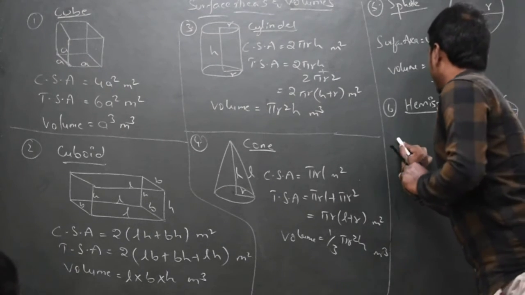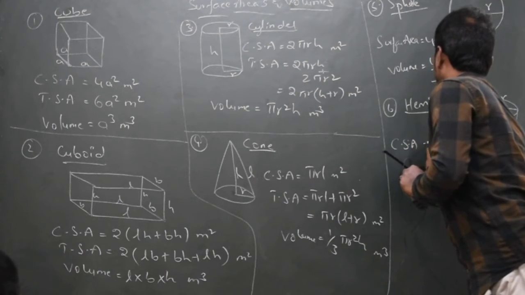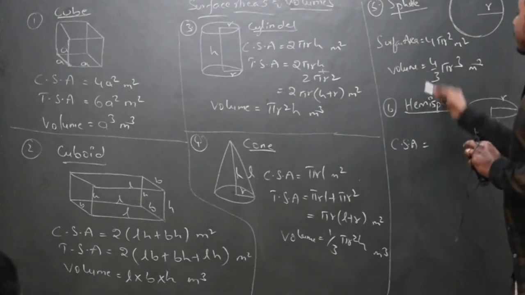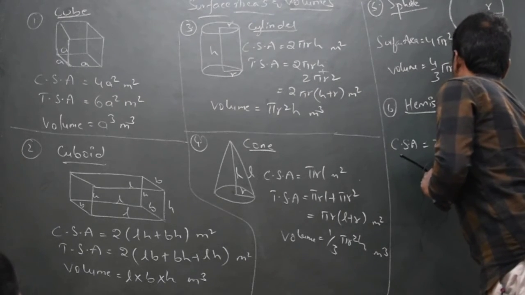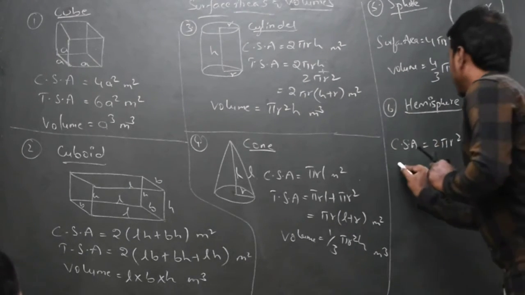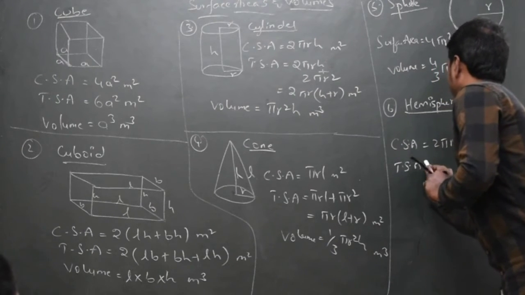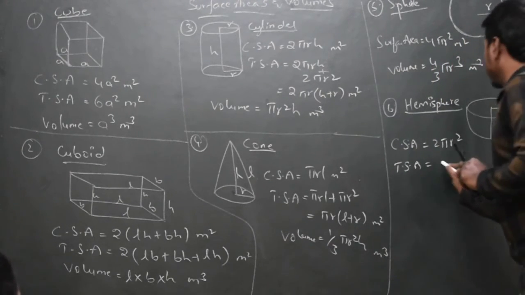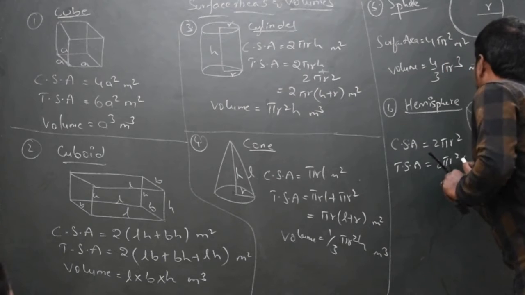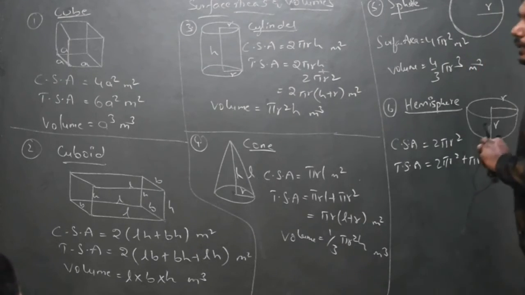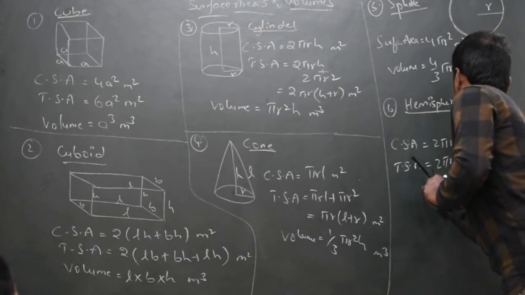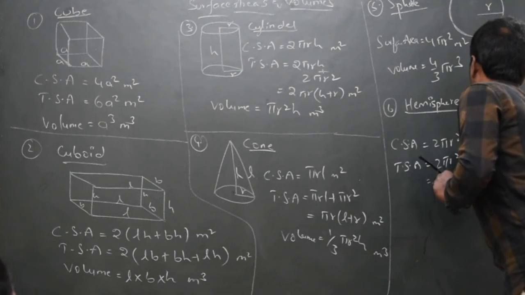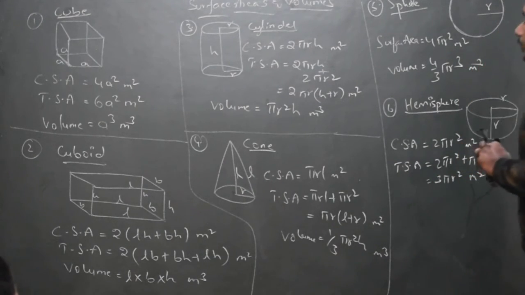Correct? So, what do you talk about curved surface area? Curved surface area is half of the surface area. 2 pi r square. Then total surface area. What is total surface area? 2 pi r square plus pi r square. Why? 2 pi r square is curved surface area. On the top there is a circle, pi r square. So it's going to be 3 pi r square, meter square, meter square.